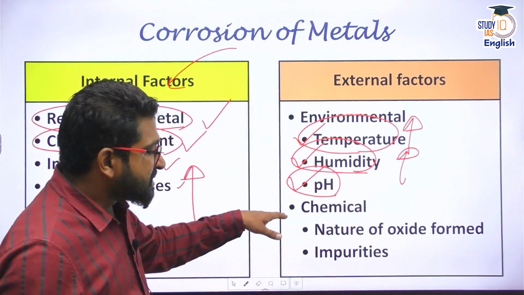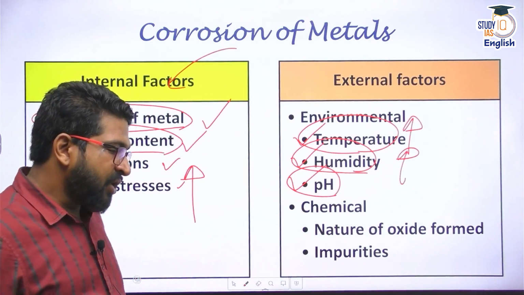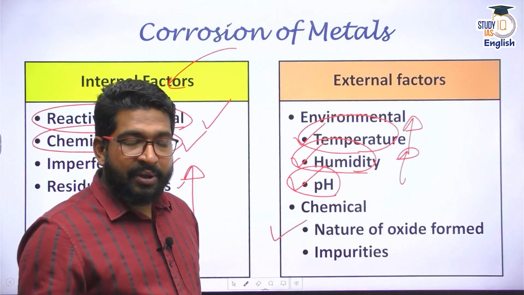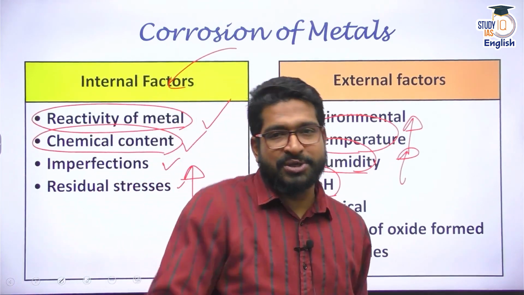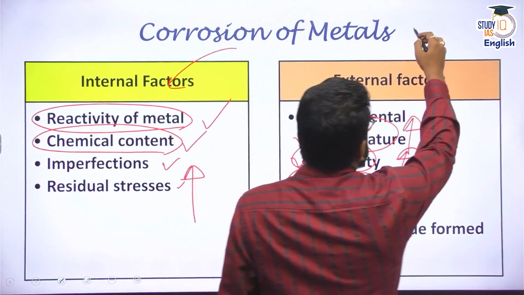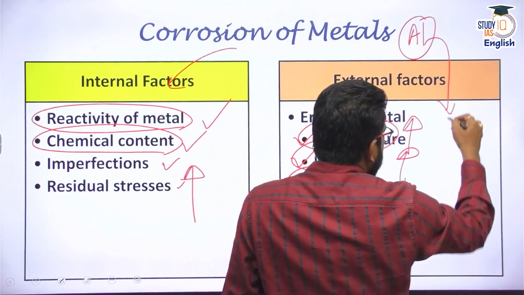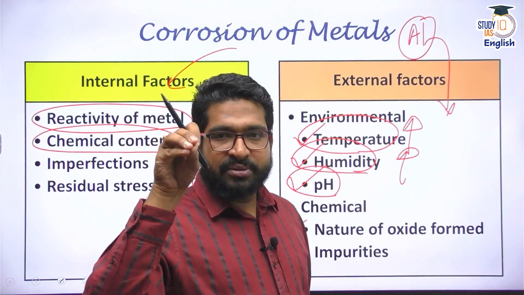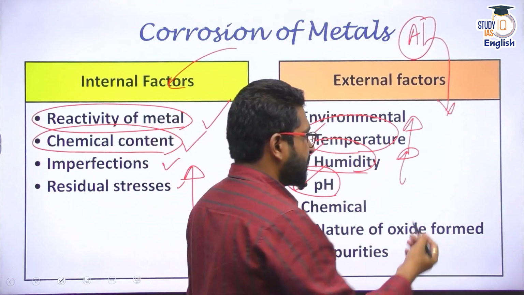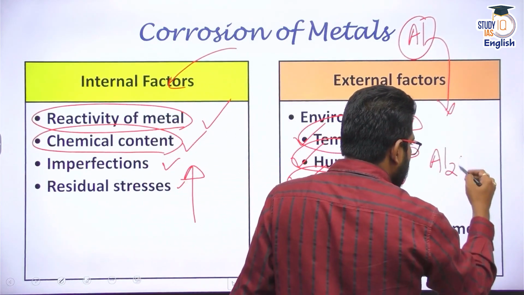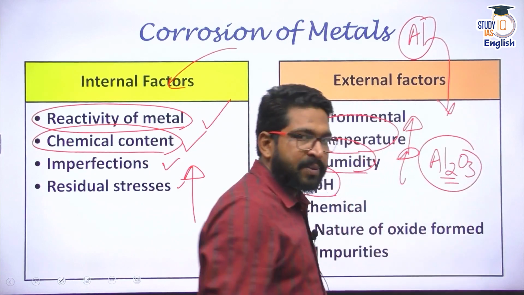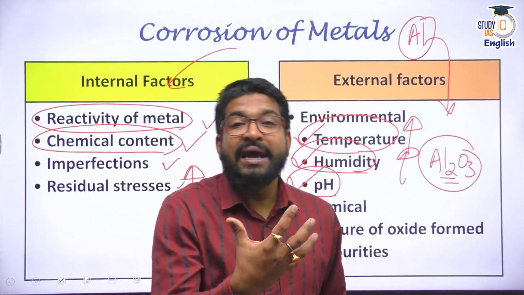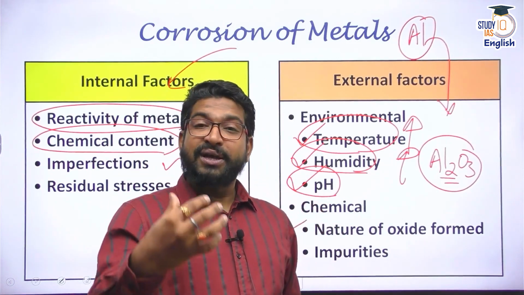Apart from that, there are some other chemical factors also. For some metals, the nature of the oxide that is formed on the top decides whether it will corrode more or not. Classic example being aluminium. When aluminium undergoes corrosion, it reacts with moisture in the presence of air. So it leads to creation of a small oxide layer, Al2O3, aluminum oxide layer. Now this aluminum oxide layer is highly stable. In fact, this oxide layer protects aluminum from further corrosion.